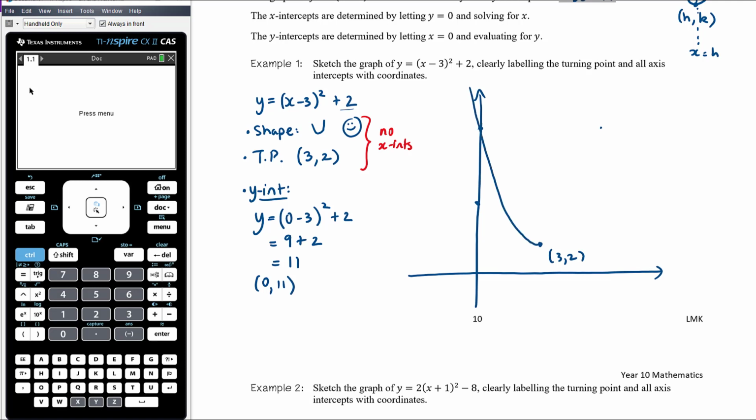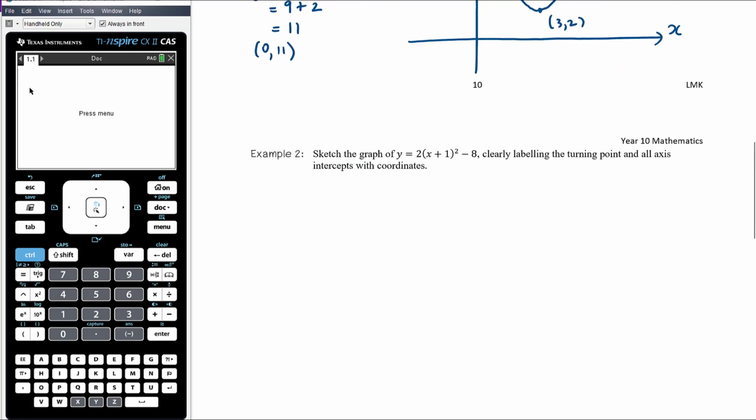Now remember, we're looking for smooth and symmetric in terms of the shape when you draw it. So if you're not very good at it, use a pencil, rub it out, keep practicing until you get the shape right. So we've got our turning point at 3, 2, we've got our y-intercept at 0, 11, we've got at least 2 points marked including the turning point, and we've got a smooth symmetric shape for our parabola. Okay, let's move on. Question 2.